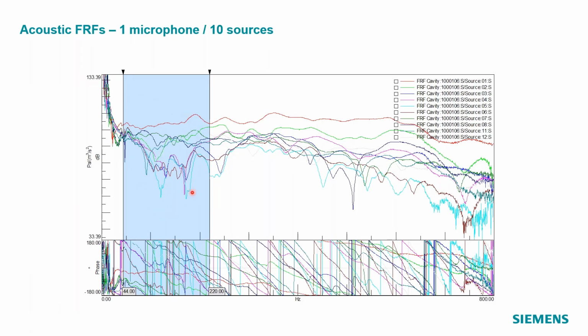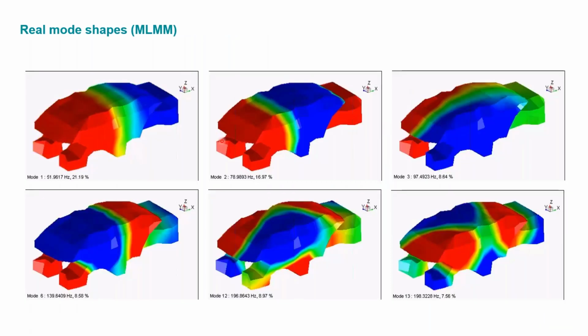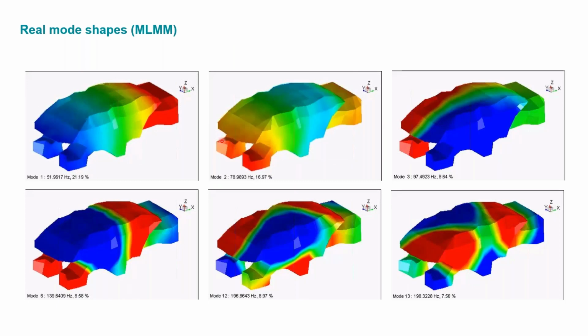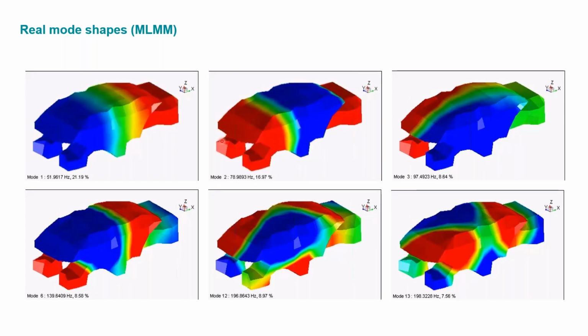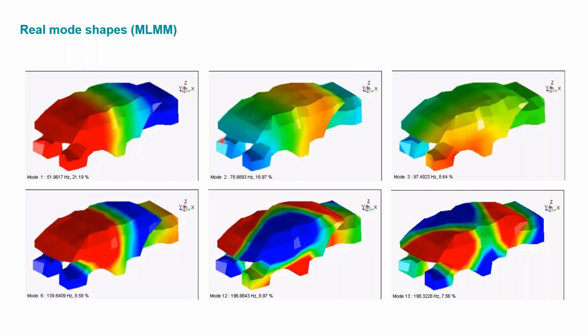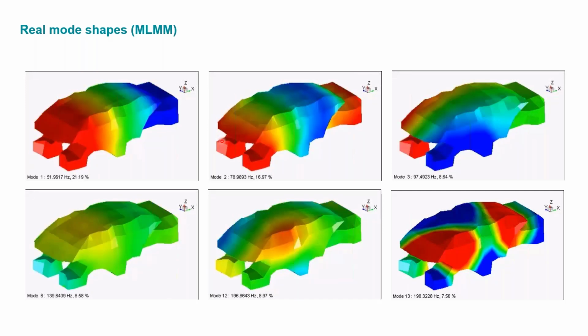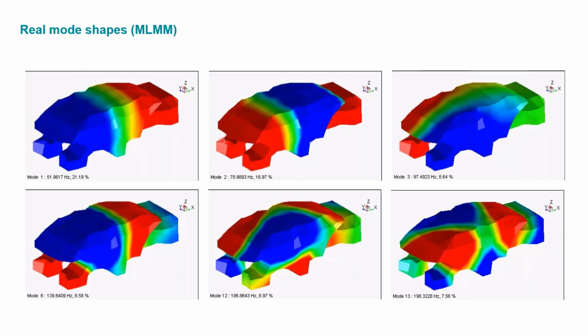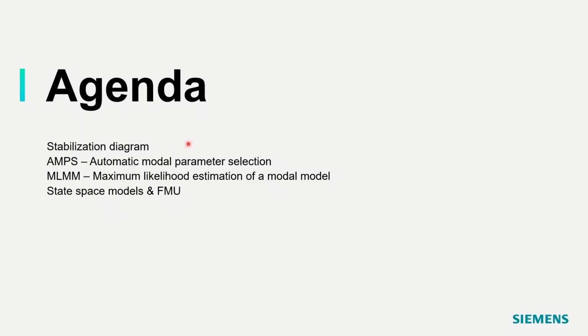You see a lot of damping in this data. Nevertheless, we found quite some modes with MLMM, and you see these acoustic mode shapes animated on this slide. You really see these standing waves inside the car body. So this concludes the MLMM part. Now let's go to the last part.